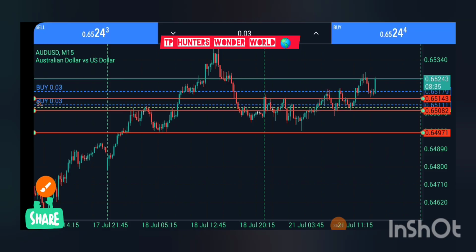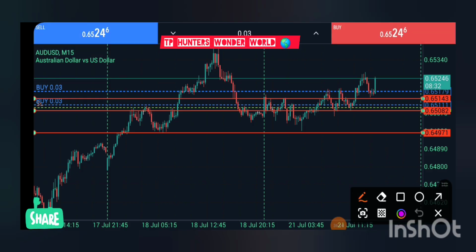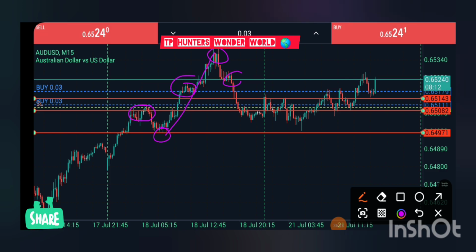If you can check, we have the first breakout here. It was retested, price went up and formed something like a head and shoulder. This is a head and shoulder, or maybe they used this key level as the second shoulder. If you can check, price was giving us sell signals.